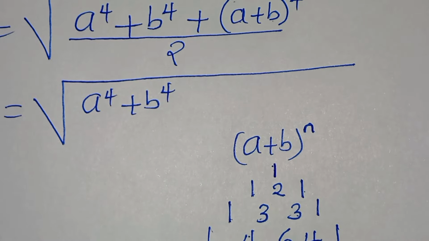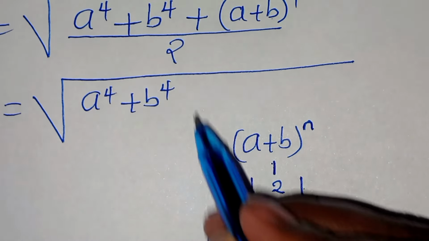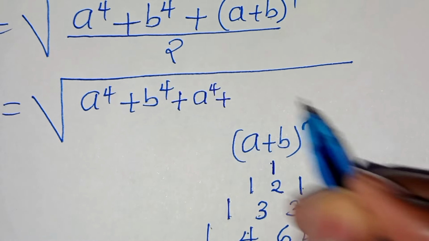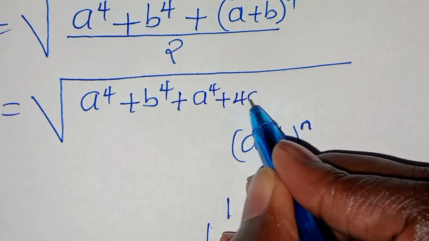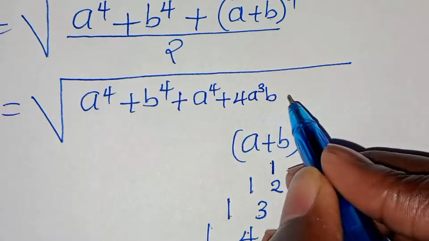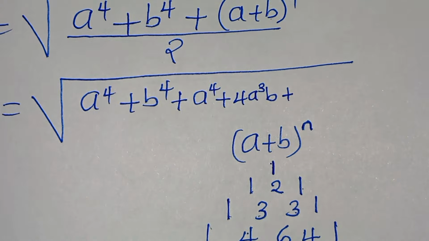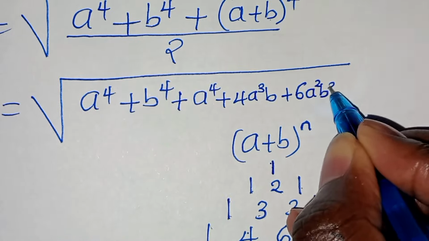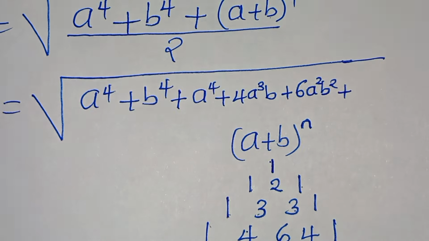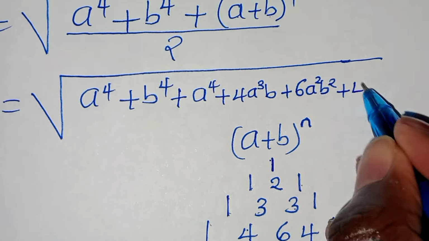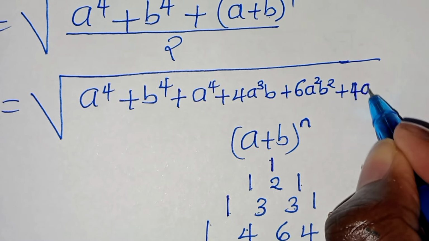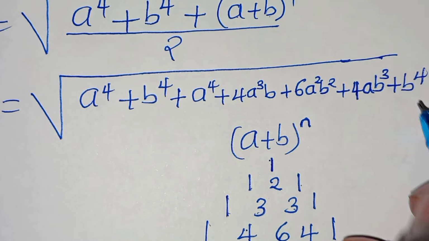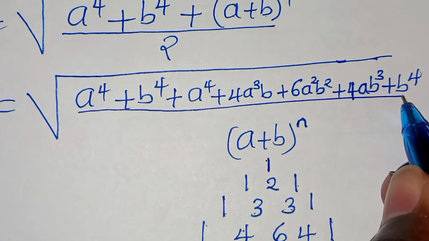So this means that here we'll have plus a to the power of 4 plus 4a to the power of 3 multiplied by b, then plus we have a coefficient of 6 here, so this is 6a squared multiplied by b squared, then plus we have a coefficient of 4 here, so we have 4ab to the power of 3, then plus b to the power of 4. Remember, everything here is divided by 2.